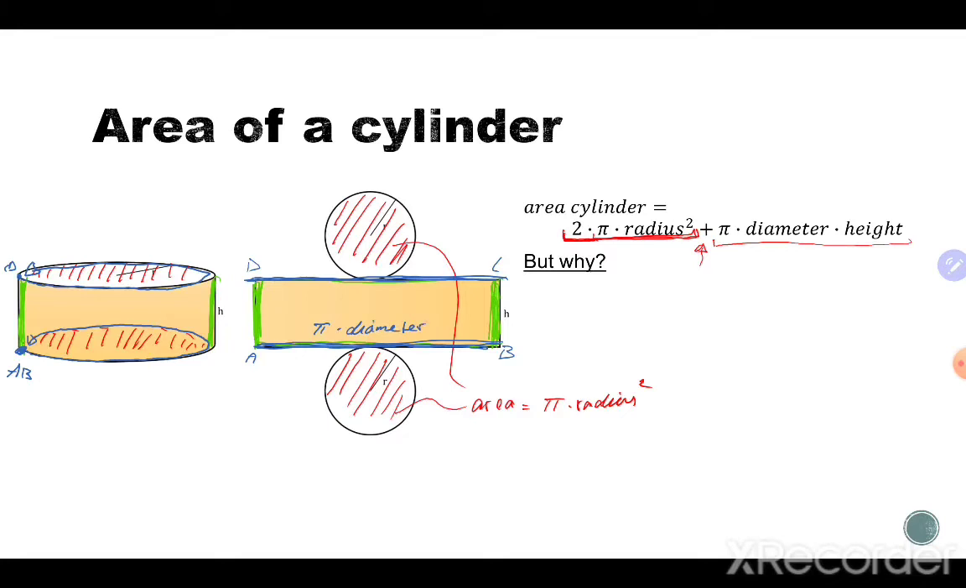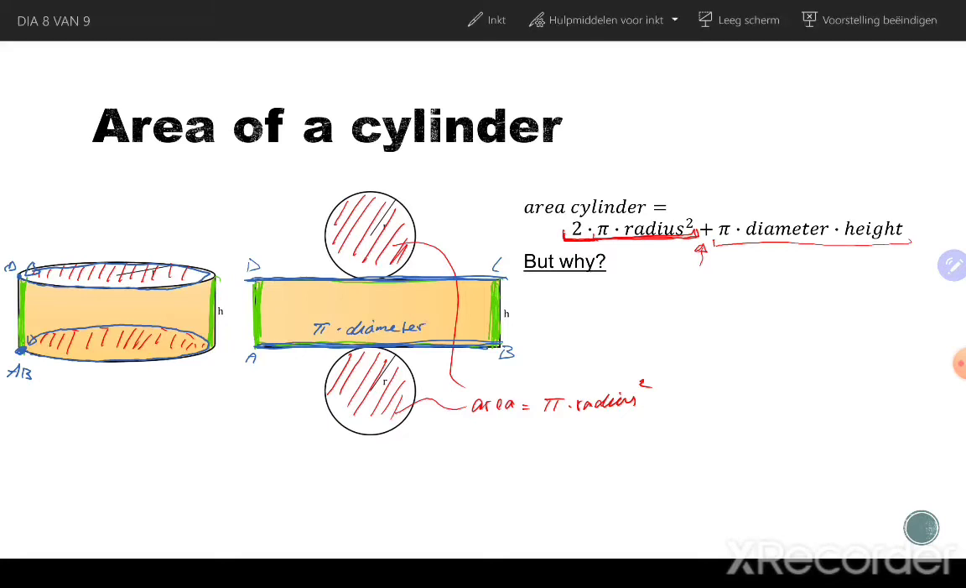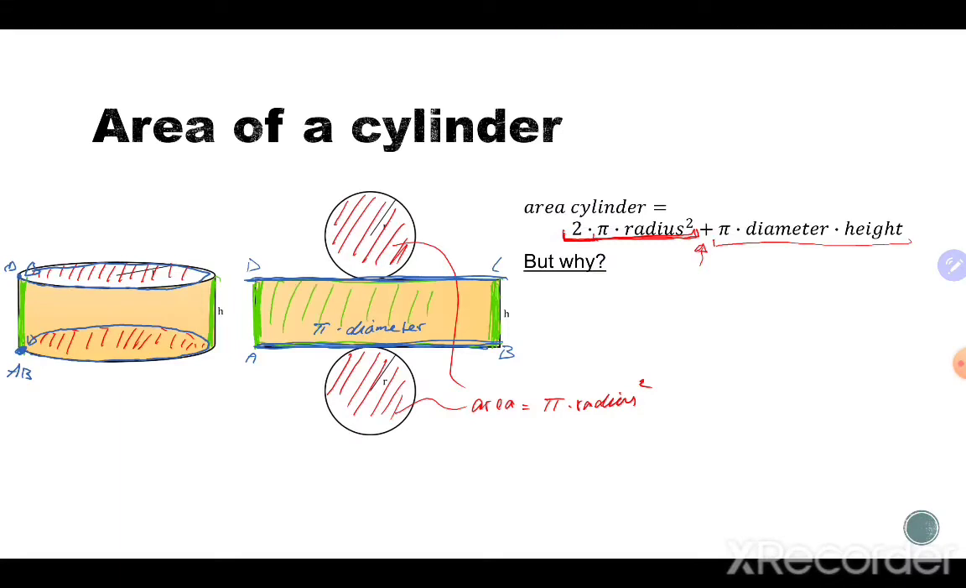Alright? So to calculate the whole area of that rectangle, we need to do height times the length. And that's also pi times the diameter. And this part is also there. So pi times the diameter was the length, or the circumference of the circle, and then we need to multiply it by the height.